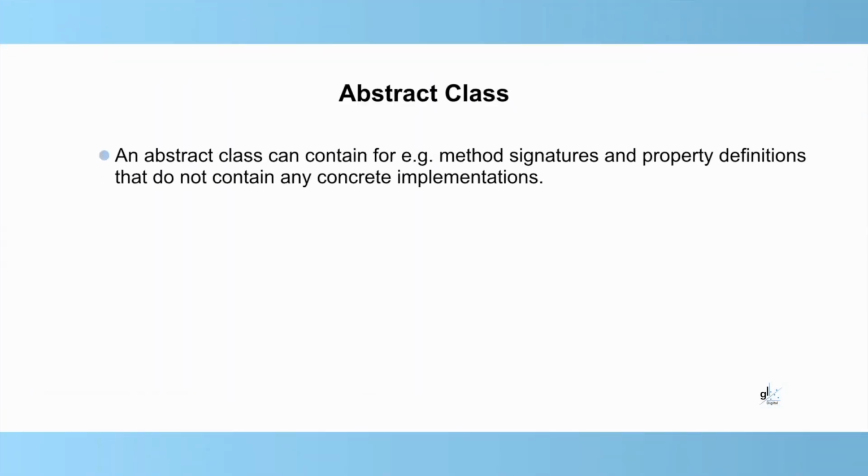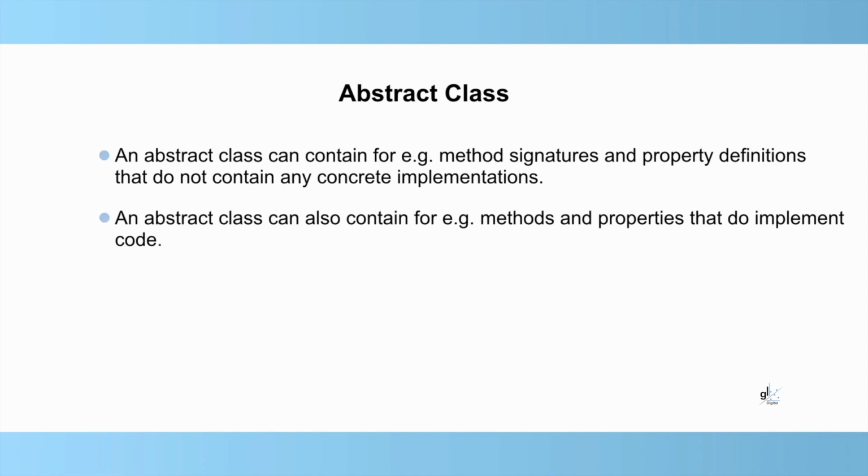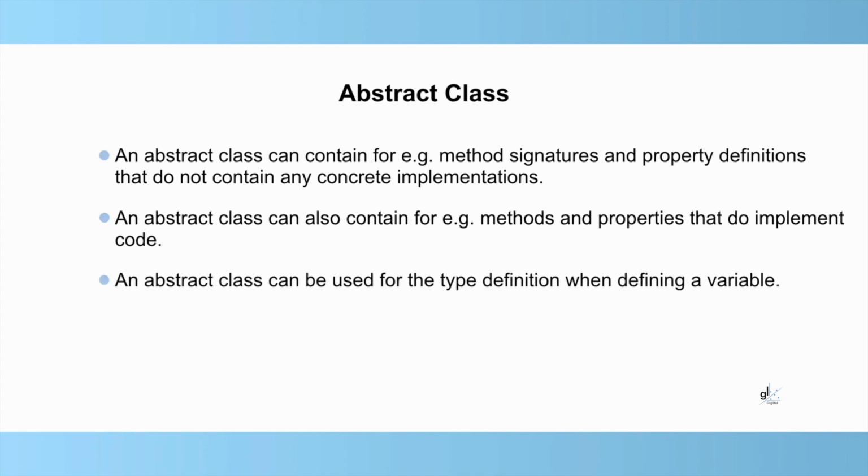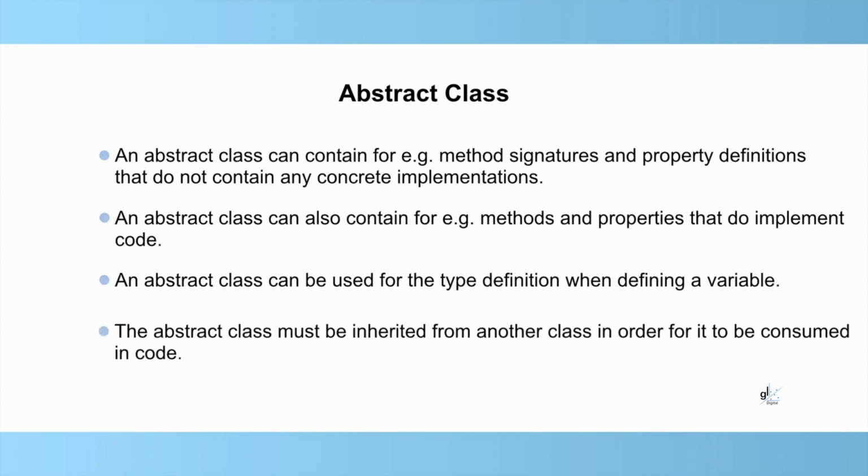An abstract class is like an interface in that it can contain, for example, method signatures or definitions that do not contain any concrete implementations. So an abstract class can contain, for example, methods and properties that are merely design elements. Unlike an interface, abstract classes can also contain, for example, methods and properties that do contain code implementations. Like an interface, an abstract class can also be used as a type when defining a variable. And also like an interface, an abstract class cannot be directly instantiated. The abstract class must be inherited by another class, i.e. it must be a base class for another class in order for it to be consumed in code.